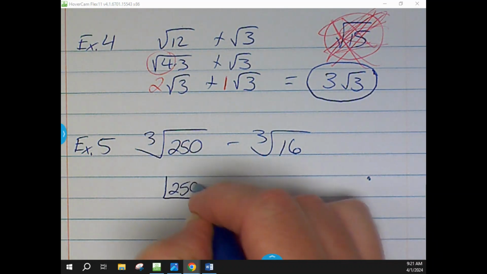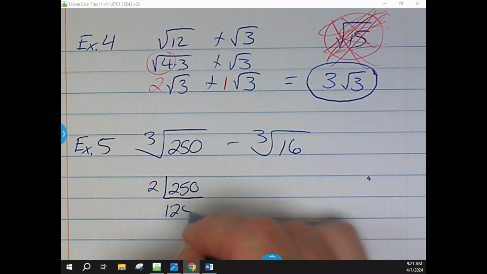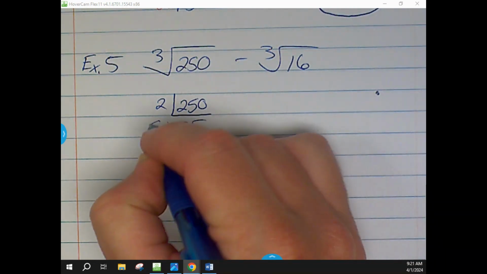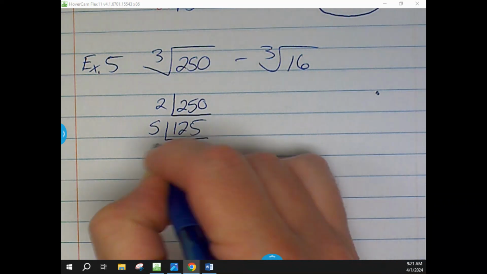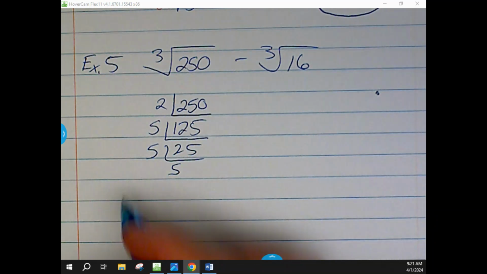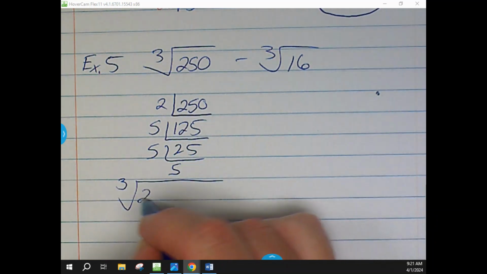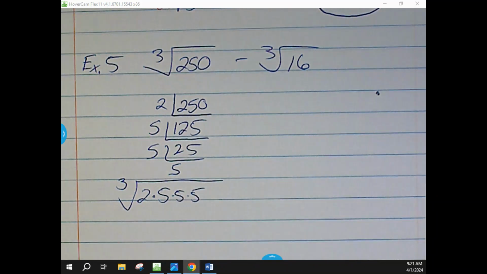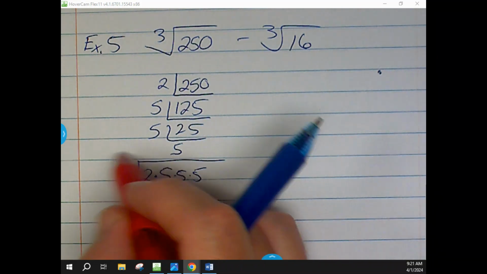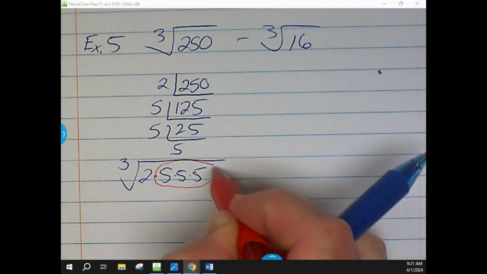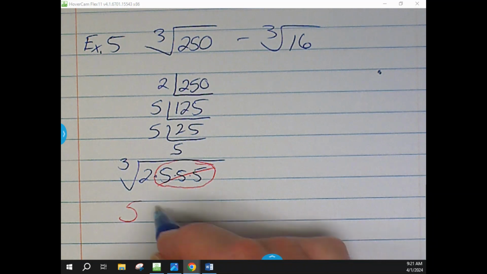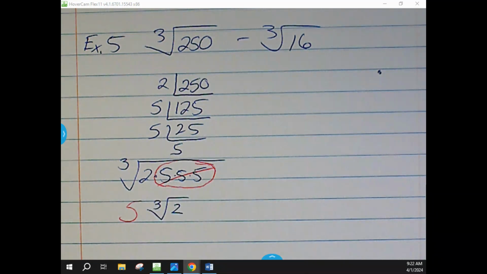So if we've got 250, it is even, so we can divide it by 2. 125, we can divide it by 5. 25, we can divide it by 5. So if we're working with that one, we've got 2 times 5 times 5 times 5. Again, because it's third root, we're looking for 3 of a kind. Well, we just happen to have 3 of a kind right there. So that 5 will get out. That 2 does not get out because there's only 1 there, so it stays stuck on the inside.